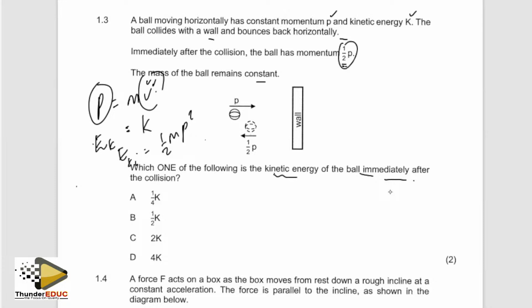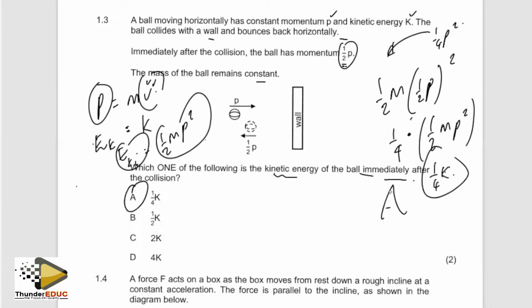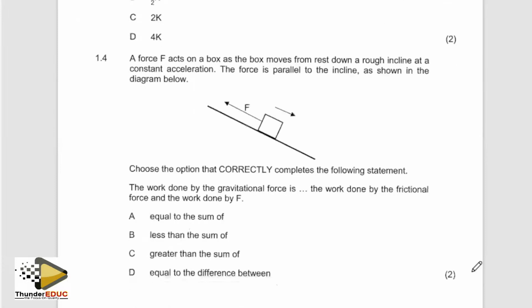Now, if the momentum is now a half, where there is P, I'll represent it with half P, and everything is squared. Squaring that, I'll get a quarter, multiplied by half M P squared. Taking this quarter away, we have our original, which is K. So we're going to have a quarter of K. That is option A.